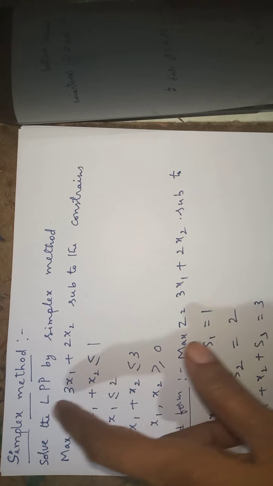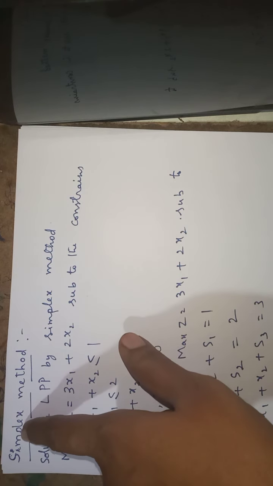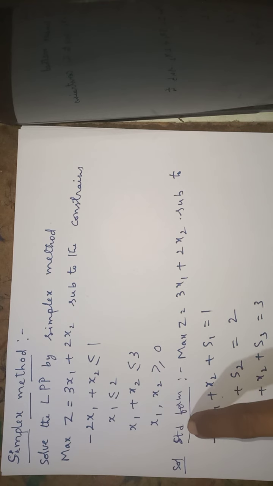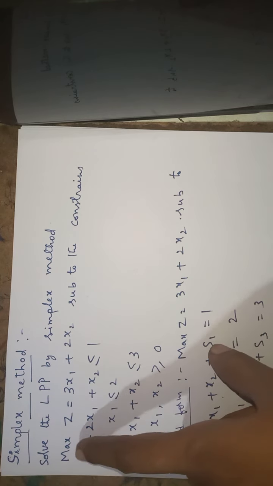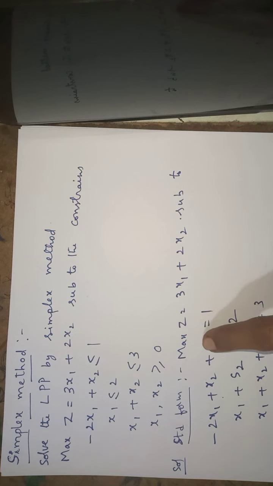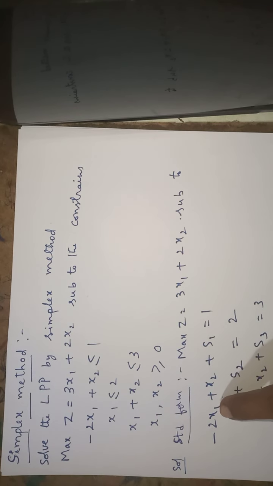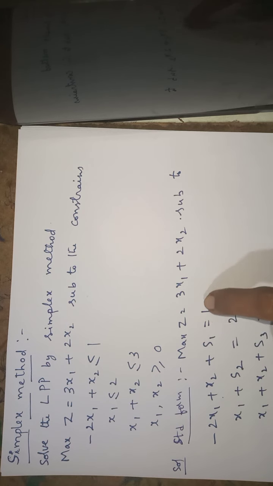To solve a problem in the simplex method, we first have to convert it into the standard form. While converting into the standard form, it is already maximization of z, so I'll write it as it is. The first constraint has a less than or equal to symbol, so I add one slack variable s1, equal to 1.